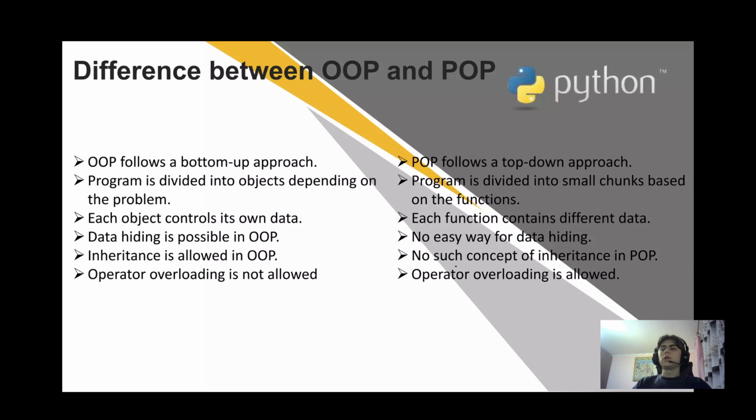POP follows a top-down approach. The program is divided into small chunks based on the functions. Each function contains different data. There is no easy way for data hiding, and no such concept of inheritance in POP. Operator overloading is allowed.